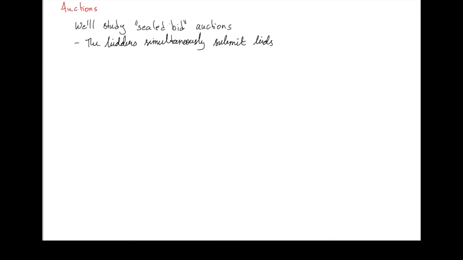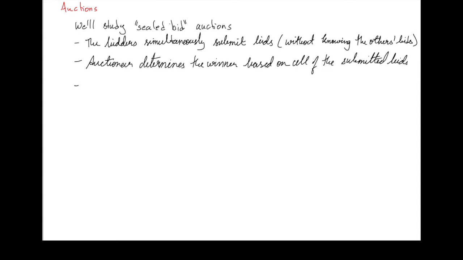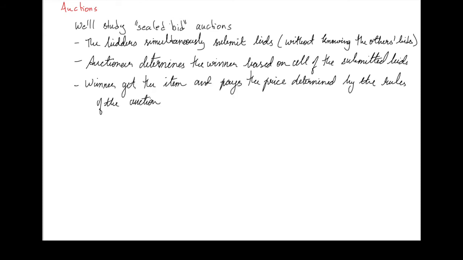Now, these types of auctions are better modeled as dynamic games. Here we're going to study what are called sealed bid auctions. That's where all the bidders submit their bids in private to the auctioneer, and the auctioneer determines who wins once they receive everybody's bid. So the way these games proceed is that the bidders simultaneously submit bids. Most importantly, they do so without knowing what the other bidders have bid. Once the bidders have simultaneously submitted their bids, the auctioneer makes a decision as to who wins. The winner of the auction wins the item that's being auctioned and pays the price determined by the rules of the auction.